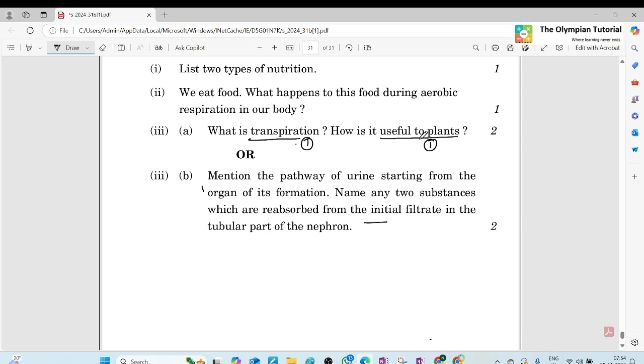Your answer is also correct. Water loss through stomata. But the answer which I told you is given by CBSE. Okay, ma'am. How is it useful to plants? Ma'am, to maintain the temperature of the plant. Very good. The first point you have given me is to maintain the temperature of the plant.